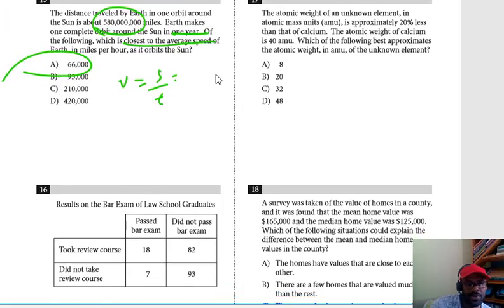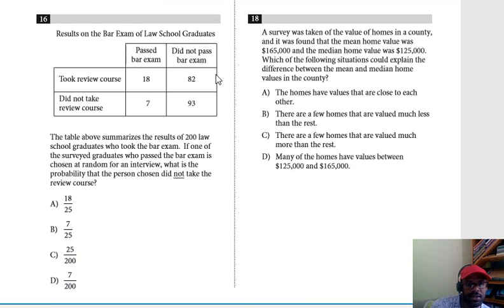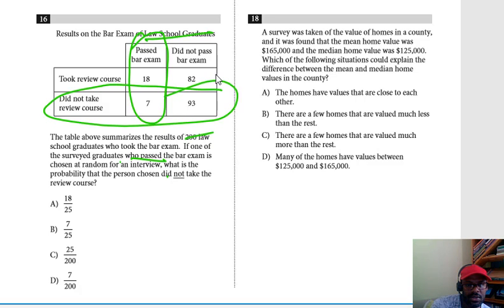So let's go to 16. Results in the bar exam for law school graduates. The table summarizes 200 law school graduates. If one of the surveyed graduates who passed the exam, I have this column because it's talking about who passed the exam, chosen at random from the survey. What's the probability the person chosen did not pass? Which means it's talking about this.